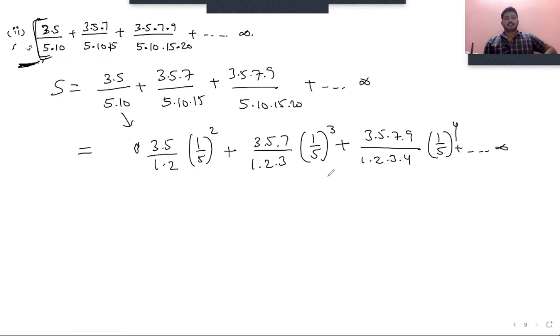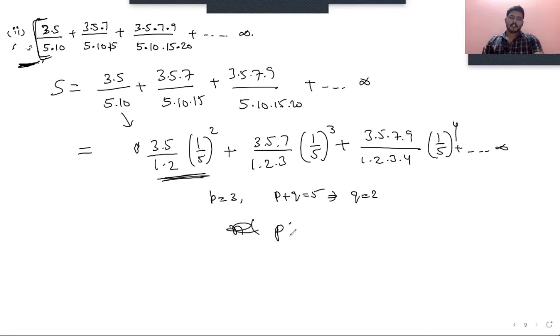So by this, if you are able to guess, the value of p will be 3. The value of p plus q is 5. That means the value of q will be 2. Okay, and this is the third term, right? So it should be like p into p plus q by r factorial into x power r, x by q whole power r. So this is how the general term will be.